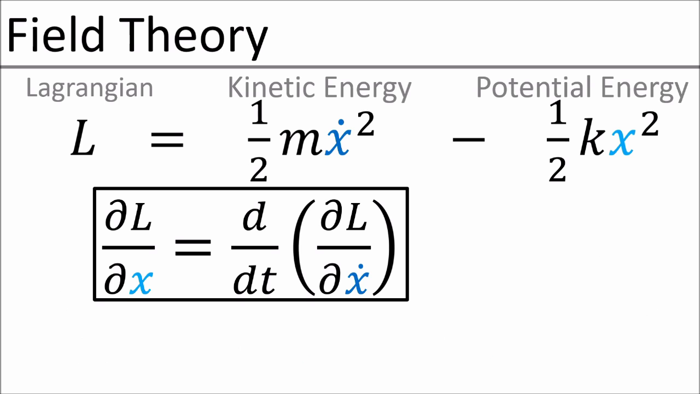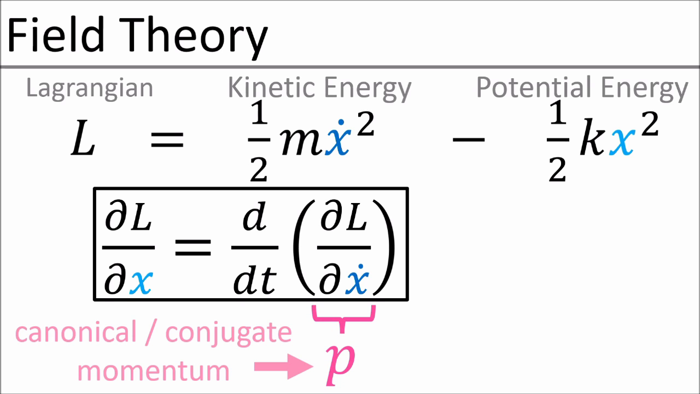This partial derivative of the Lagrangian with respect to x dot is often called the canonical or conjugate momentum p, which often gets used in Hamiltonian mechanics. In this case, p is just mass times velocity.